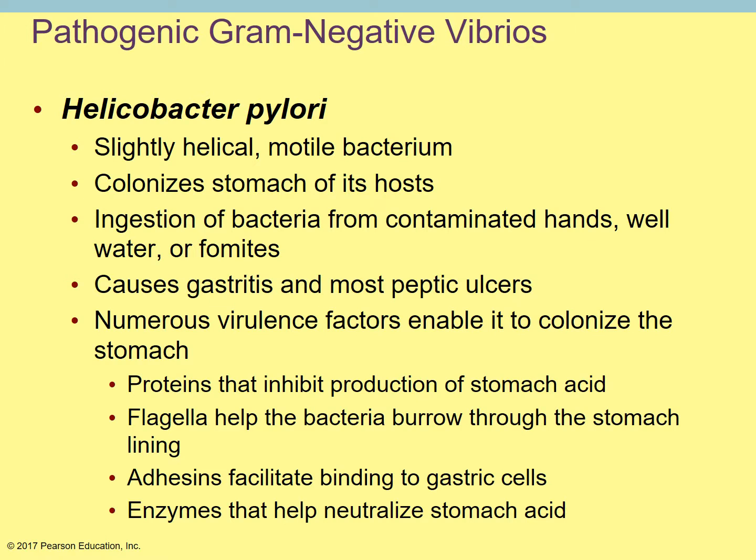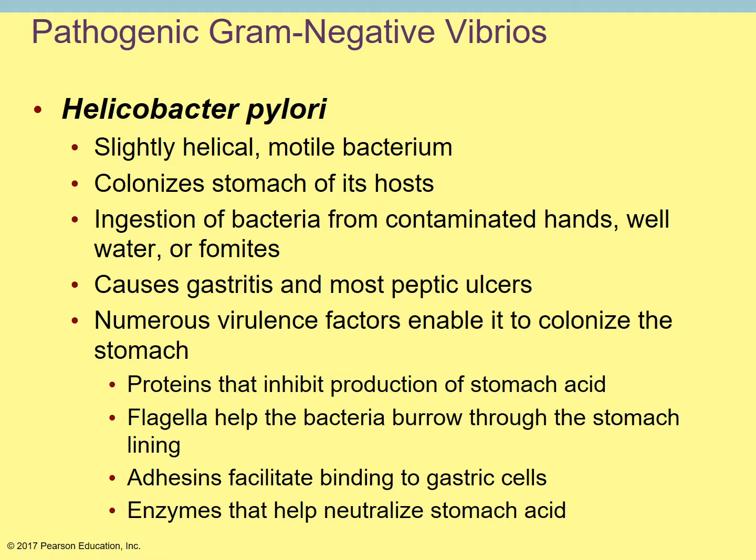Helicobacter pylori is a helical bacterium. It is motile. It can colonize in the stomach of its host. What happens is usually you ingest the bacteria from contaminated, possibly water. Something was contaminated that you touched, fomites or inanimate objects that basically are used as vectors. It is a causative agent of gastritis and also ulcers.